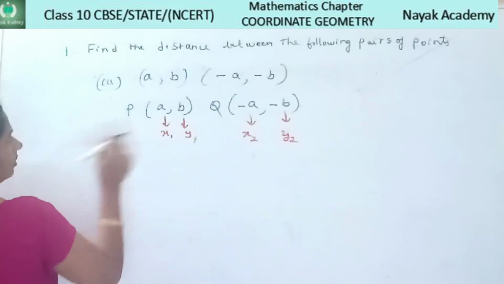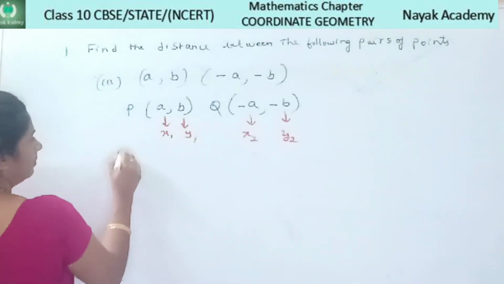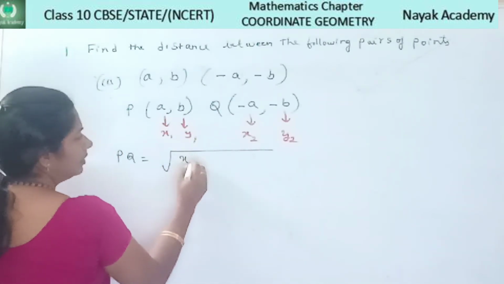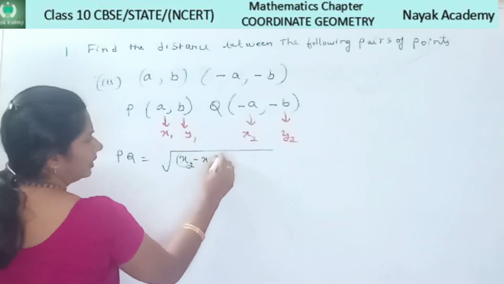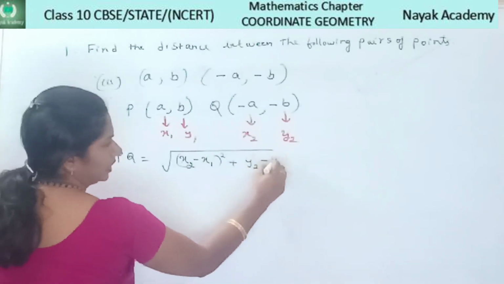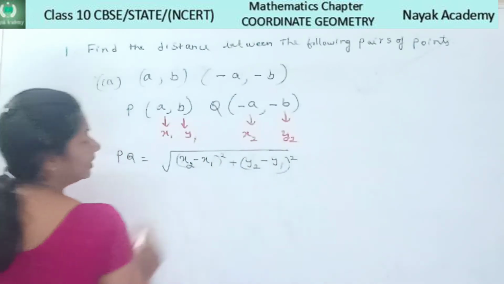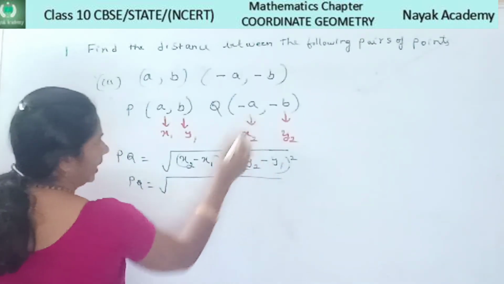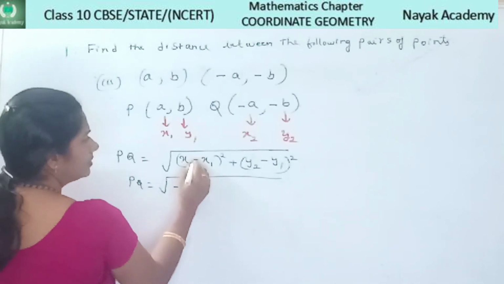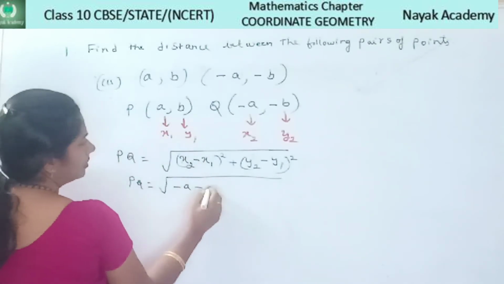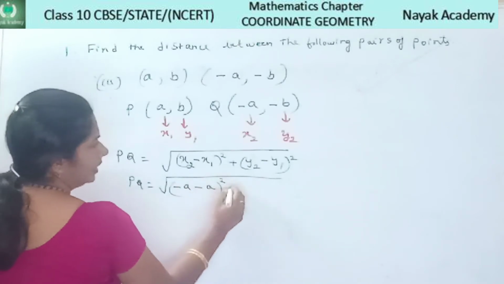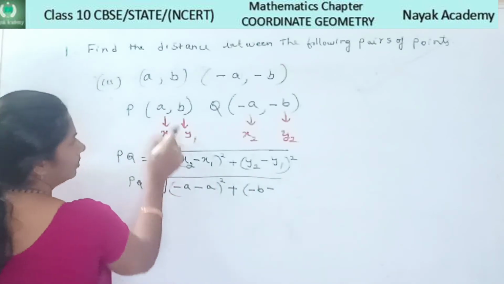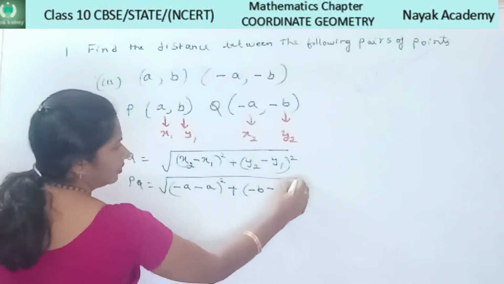Now let us find the distance between these two points. PQ equals square root of, write the formula, (x2 minus x1) whole square plus (y2 minus y1) whole square. Let us substitute the values. So PQ equals (x2 value is minus a minus x1 value is a) whole square plus (y2 value is minus b minus y1 value is b) whole square.